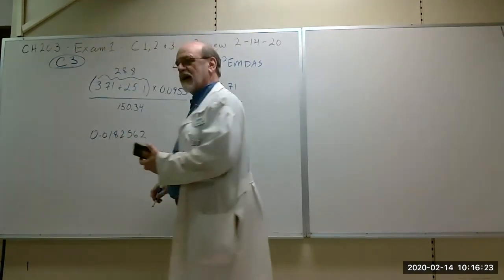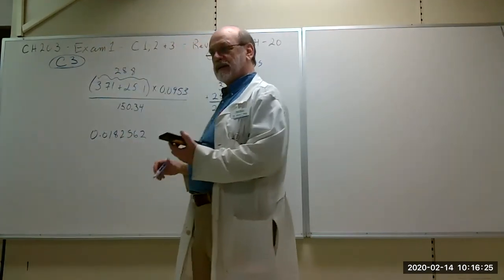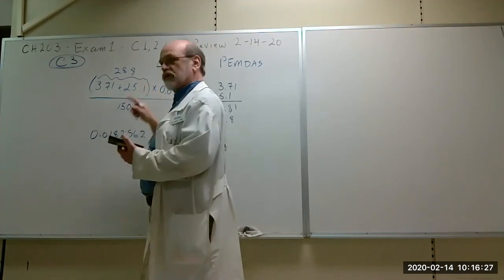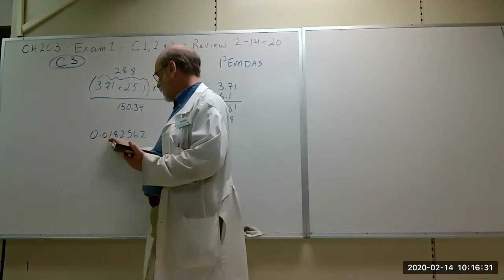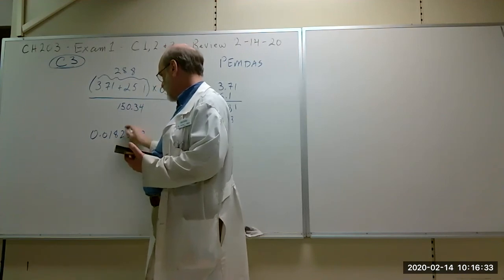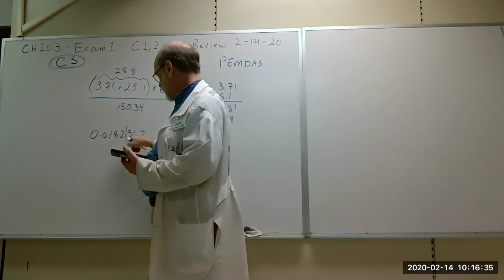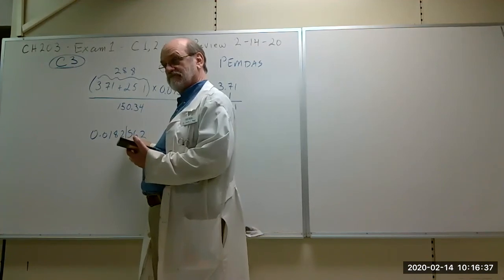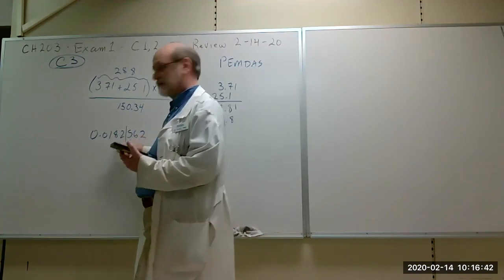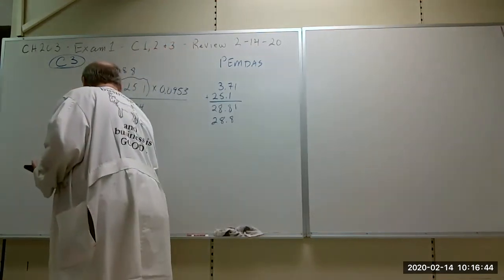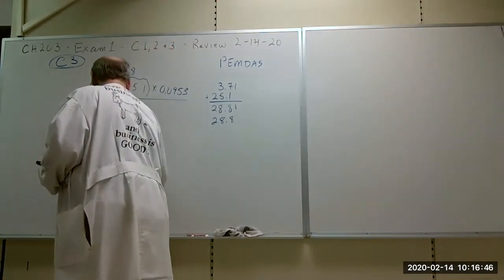That's everything that my calculator gave me. But I have to limit it to 3 significant figures. So since these two don't count, I say 1, 2, 3. So that's 5 or greater. That means this one has to be rounded to 3. 0.0183 is my answer.